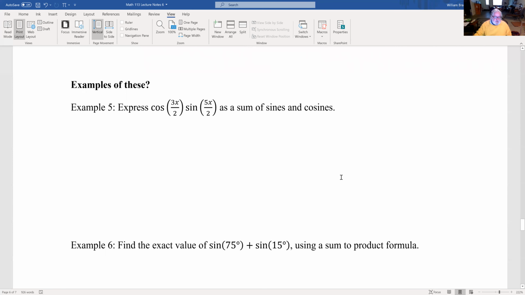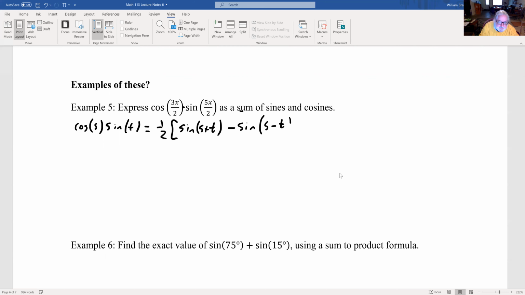So what this allows us to do is that we can turn products into a sum. And sometimes a sum is easier to deal with than a product. So what we know is that if we have cosine of s times sine of t multiplied together, then we have a formula for that, which is 1/2 of sine s plus t. So this is just copying down the formula from above, minus sine of s minus t.